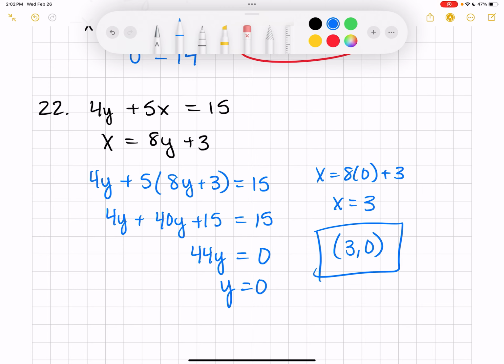Ordered pair. God, do it. Is this your English work? Shut up. I thought you were block y equals.